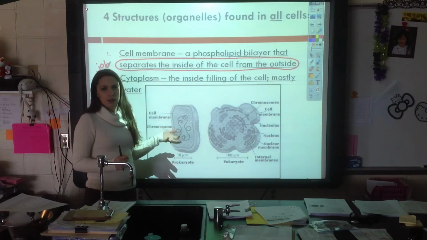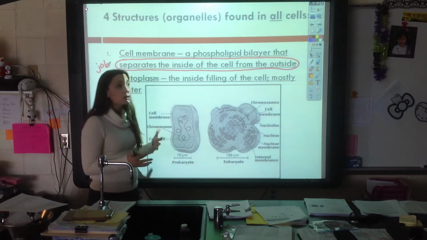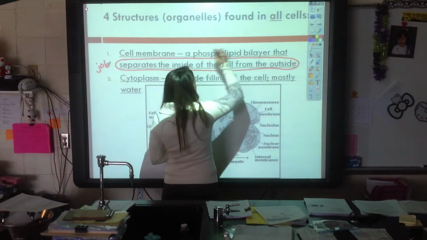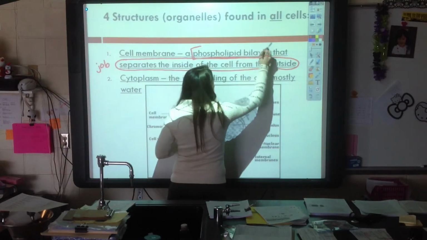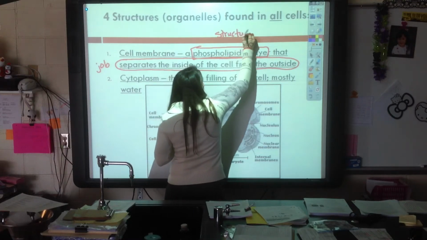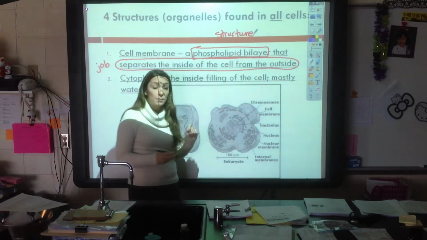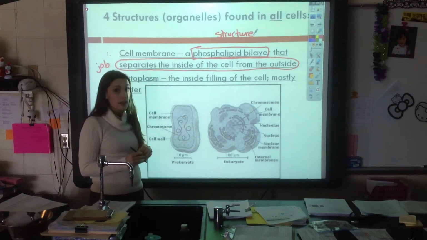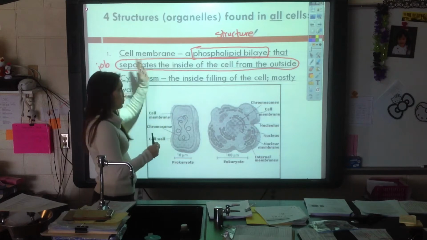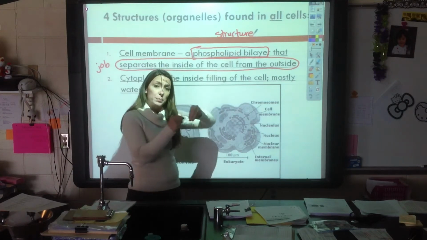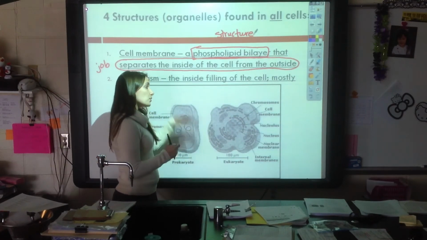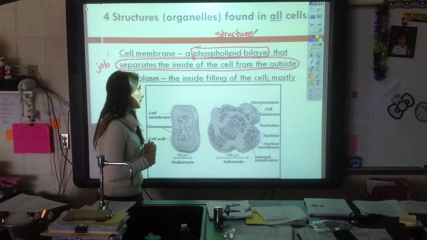Well, how do we do that? It's not like building a wall. Well, we use phospholipids. It's a two-layer. And so this is the structure. This is what it's built of. And we're going to come back to this a lot more in the next unit, where we talk a lot more about the cell membrane. But for now, we want to know, if we put phospholipids together, we form a barrier called the cell membrane that separates the inside from the outside.